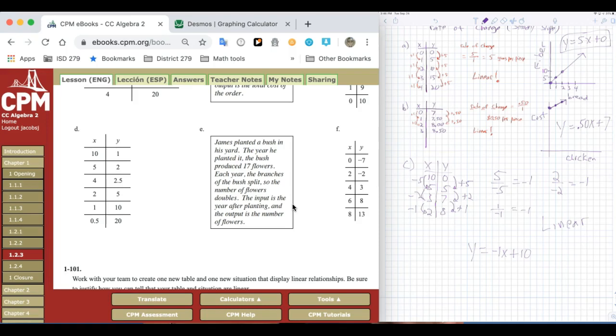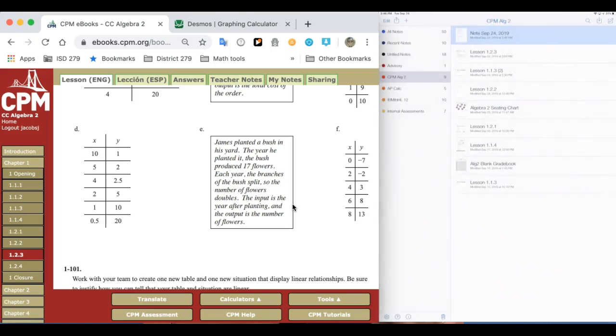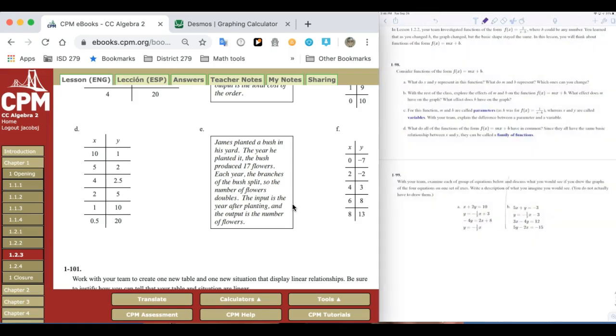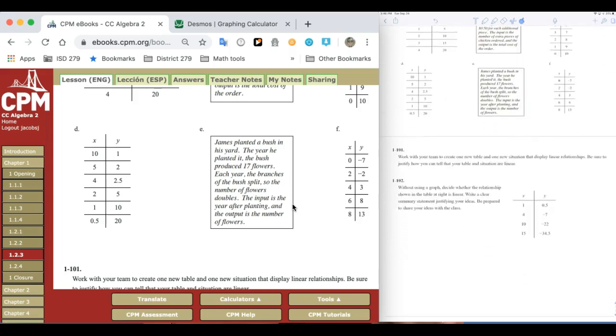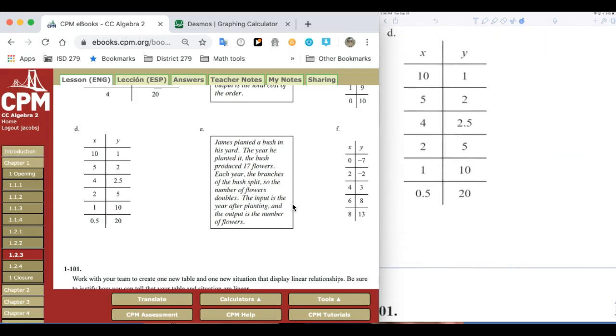All right, so I am going to pull up a version of the book that I can write on here so that I can quickly find my rates of change. On part D here, I'm noticing that here we go up by 1, here we go up by 0.5, here we go up by 2.5, 5 take away 2.5 is 2.5. Here we go up by 5, and here we go up by 10.